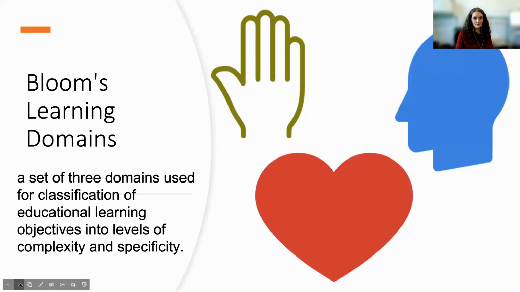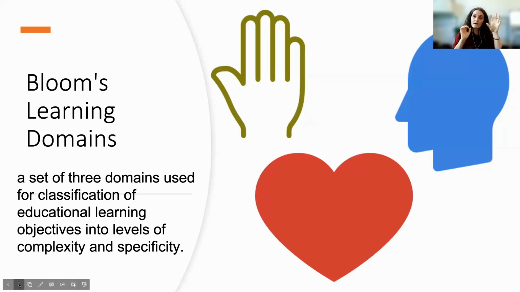All right. So Bloom's learning domain, here we go. Benjamin Bloom came up with learning domains. This has been around for quite a while. It's a set of 3 domains used for classifying educational learning objectives or outcomes into those levels that everyone wants to jump into of how complex and how specific we're writing those learning outcomes.